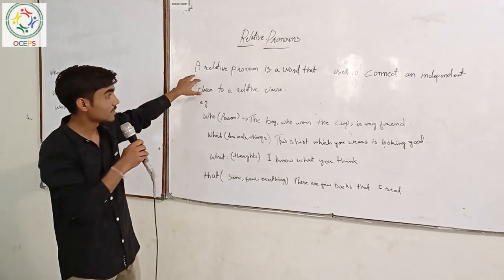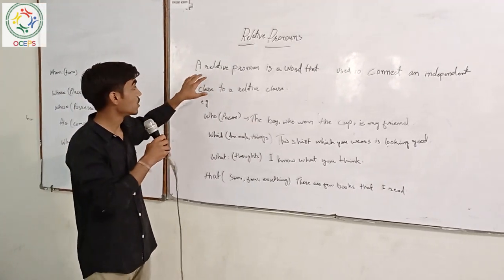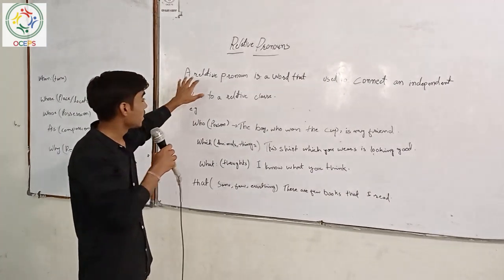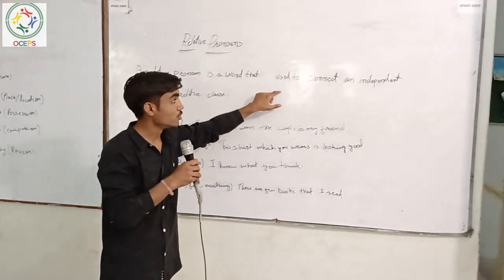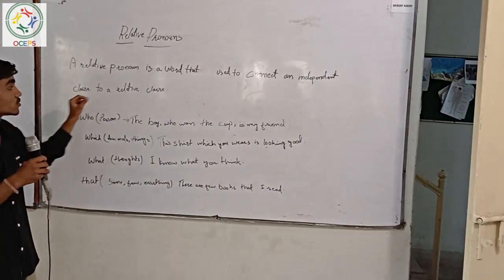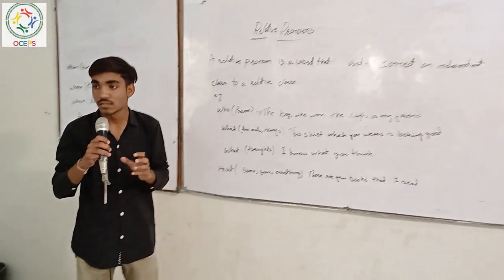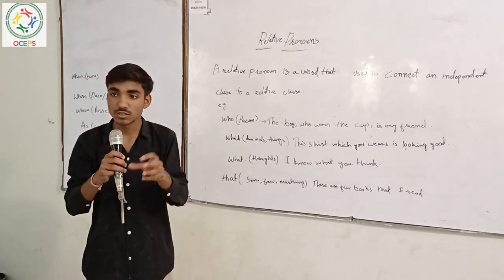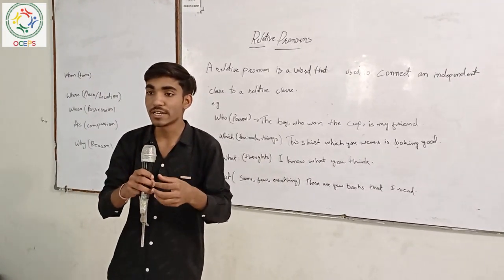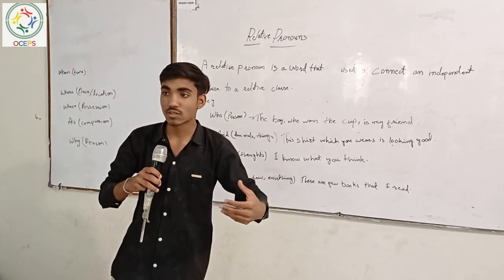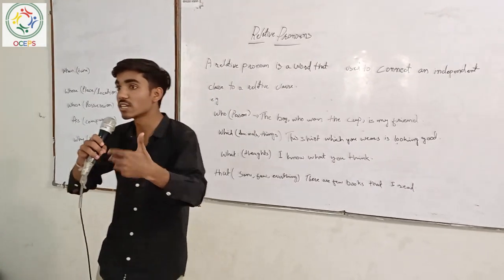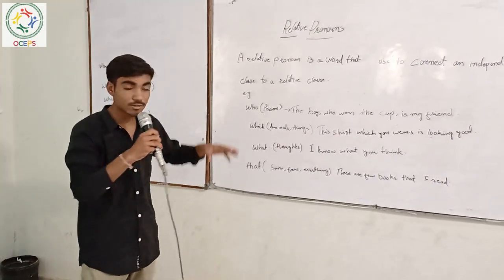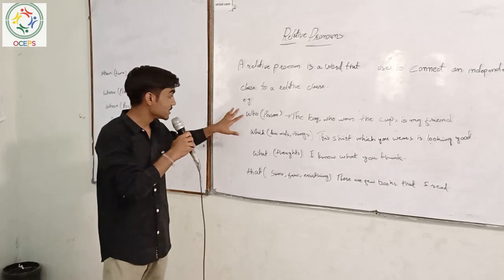Okay. So first of all, we're going to understand the definition of it. The definition says a relative pronoun is a word used to connect an independent clause to a relative clause. It means that we use some words which connect the dependent clause to another clause of the sentence for giving us more extra information about the sentence. Okay, so there are some examples which help to understand easily.